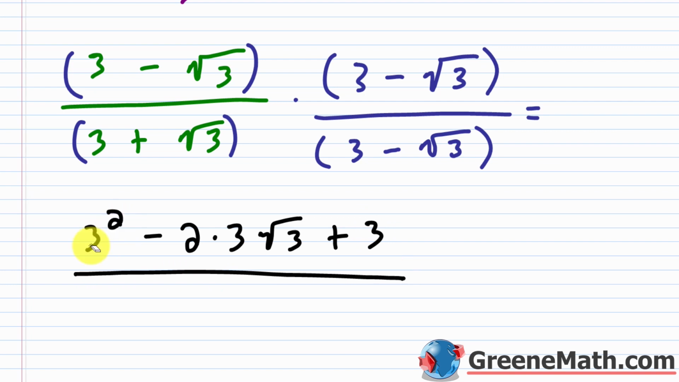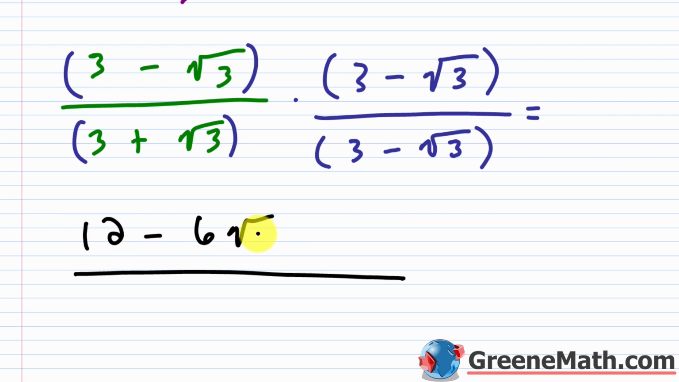3 squared is 9. Then basically 2 times 3, you know that's 6, so you'd have minus 6 times the square root of 3, and then plus 3. Now, 9 plus 3 is 12, so let me just go ahead and put this as 12 minus 6 times the square root of 3, okay? So we have that, and I can even shorten this a little bit and put this like this.